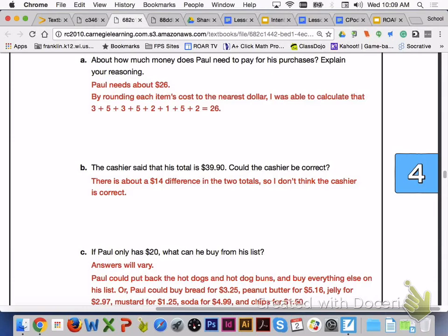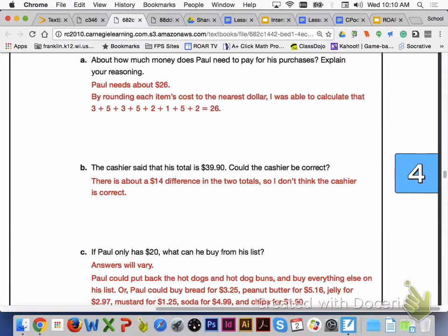For number 2, letter A, Paul needs about $26. If you round each item's cost to the nearest dollar, you should be able to calculate that the sum is going to be 26. The cashier for letter B is not going to be correct. There is a difference of about $14 in the two totals, the 26 that Paul needs and around the $40 that the cashier said the total was.